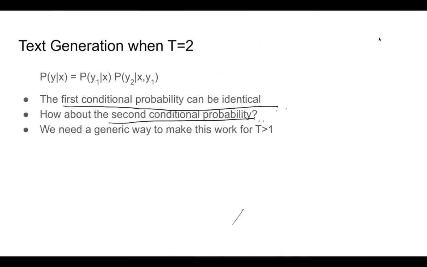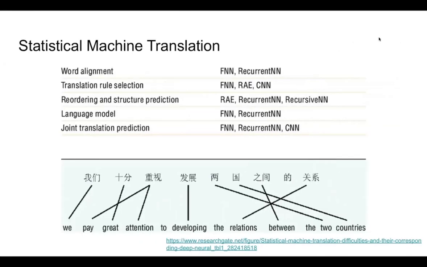Okay, so how about the second conditional probability, this one? We need to make some generic way to actually work for T bigger than one, because now we have to think about how we can do this, right? Traditionally, when people were trying to do text generation, specifically machine translation, which was well-defined and has huge industry applications, a lot of people were interested in this problem.